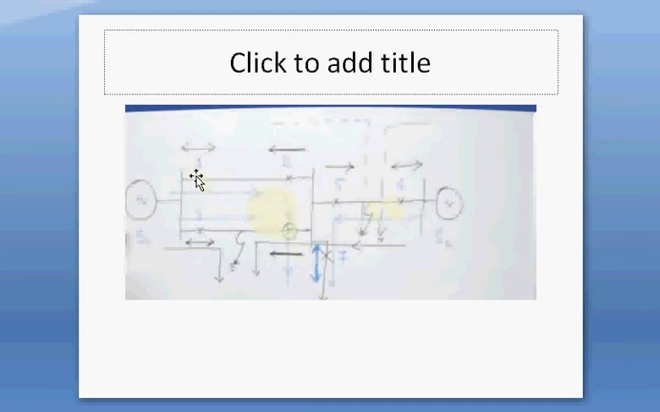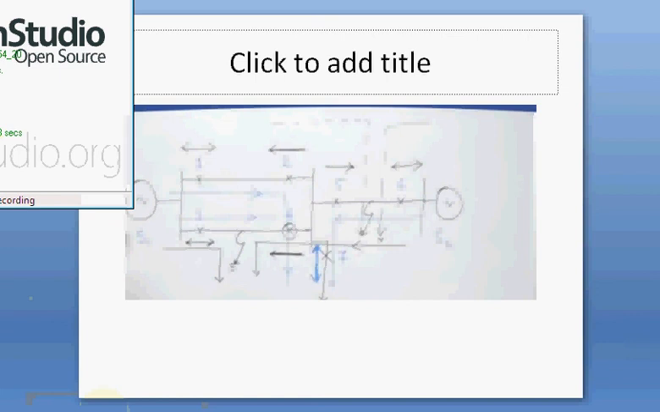So this is the question which is being asked in the GATE exam, and likewise you can identify by creating your own fault and identifying which relays act as backup relays.